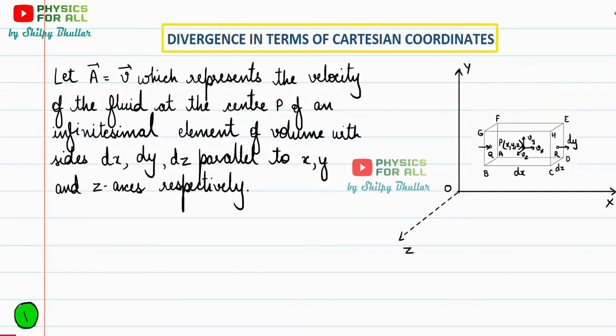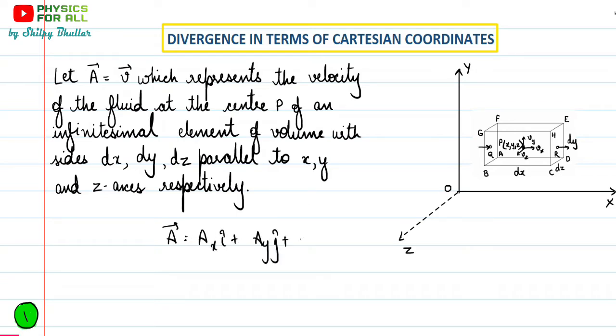Now since this vector A is a velocity vector, it would have its components along all three directions. Whenever we express any vector, we express it in terms of its components along all three directions. Vector A is always written as ax i cap plus ay j cap plus az k cap. Here ax is the component along the x-axis, ay is the magnitude along the y-axis, and az is the magnitude along the z-axis. So this is the general representation of any vector.